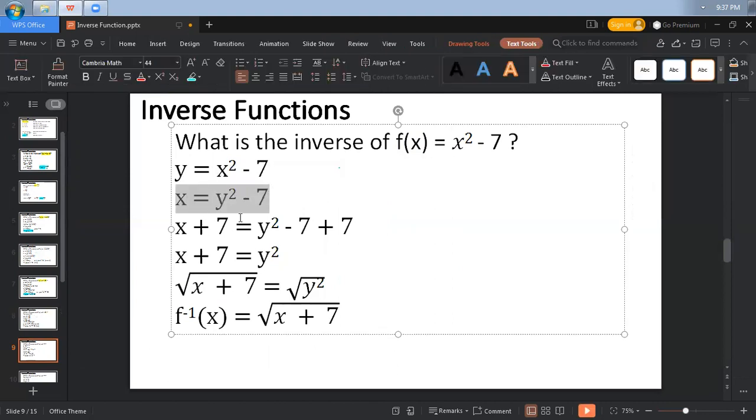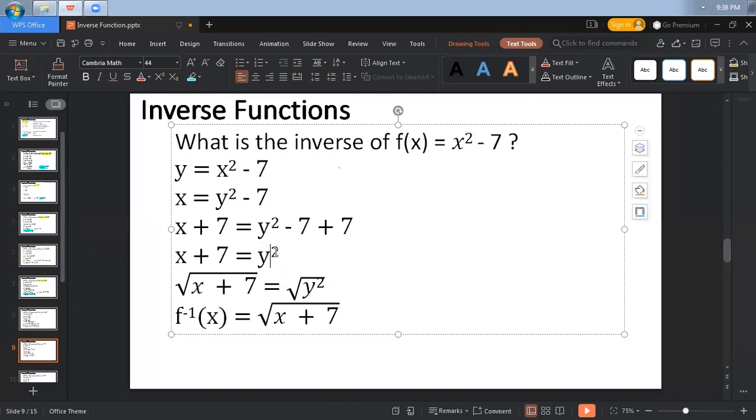Napapansin niyo po, paulit-ulit lang yung process. So, mabilis nyo na siyang gawin sa susunod. So, itong negative 7, we have to add 7 to both sides of the equation dahil kailangan mawala yung negative 7. So, with that, this is equivalent to 0. And then, y squared na lang is equal to x plus 7.